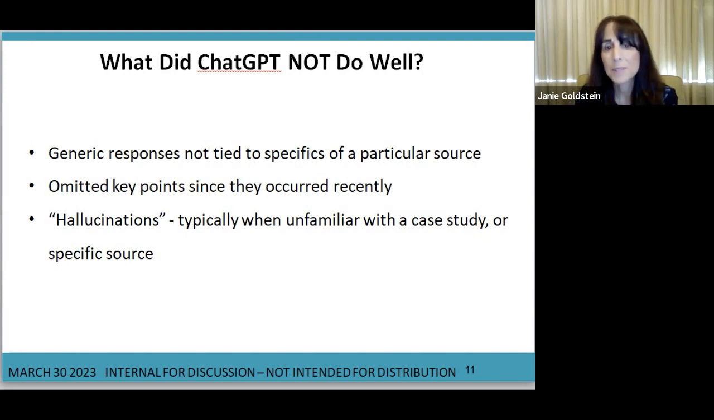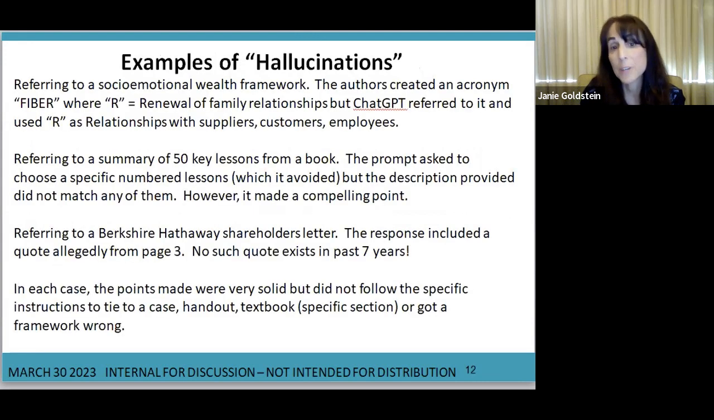And then I'm going to give you examples of hallucinations. And this is where ChatGPT fabricates stuff which does not exist. And it did this typically when it was trying to respond about a specific case study or specific source. So what are some examples of hallucinations that it did? Well, one of them, which I thought was pretty amusing, is I referred to a specific framework from an academic paper about socio-emotional wealth, and the authors created an acronym, FIBRE, where all you need to know right now is that R stands for renewal of family relationships, but ChatGPT referred to it and used R as relationships with suppliers and customers, which was just wrong.